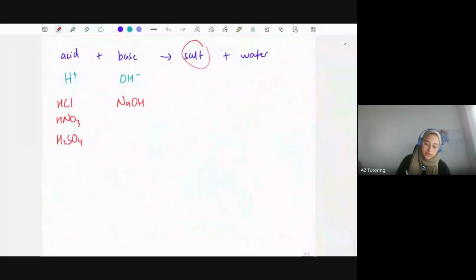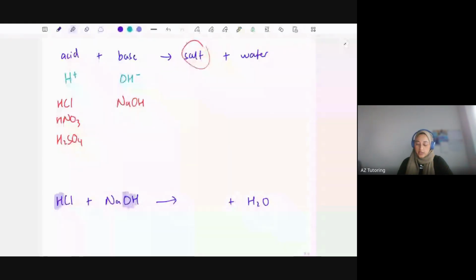Let's say, for example, we've got hydrochloric acid and we react that with sodium hydroxide. Well, what's the salt that's going to form? I would say put your water in first, so H2O, and where your water comes from is the hydrogen from the acid and the OH from the base. So anything that's left over, in this case sodium chloride, is what your salt is. So sodium chloride is a salt here.